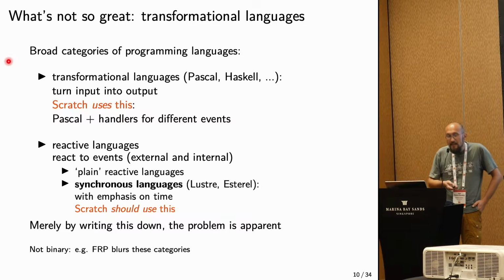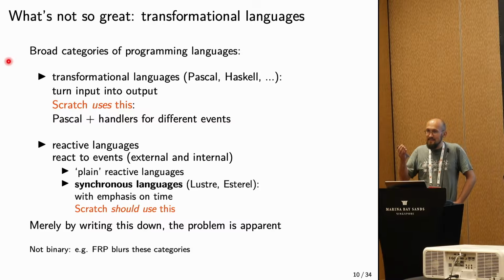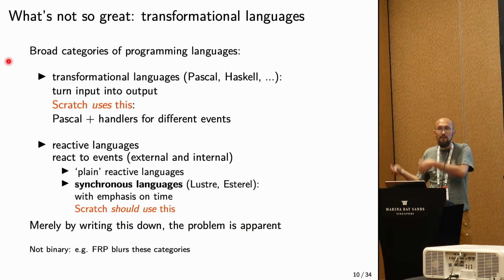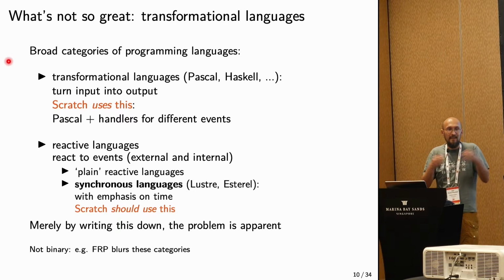And I think in a sense, merely by writing this down, it's kind of obvious that there was going to be a problem, because these little video games, fundamentally, they're not turning an input into an output. They're really about reacting to either external events, like someone presses on the up arrow, or internal events, like a ball hits a wall, or something like that.